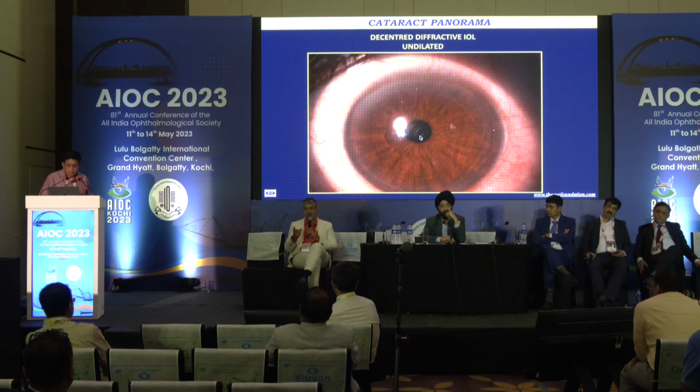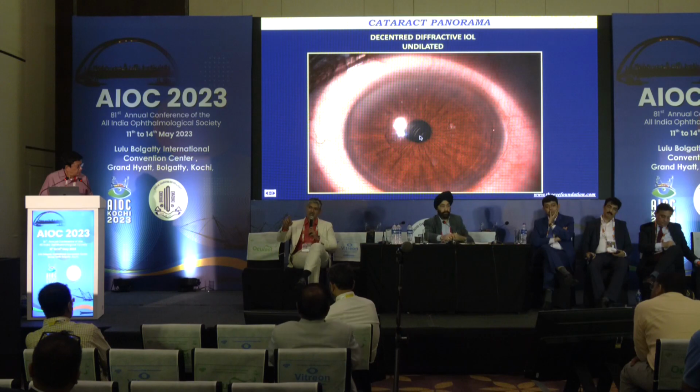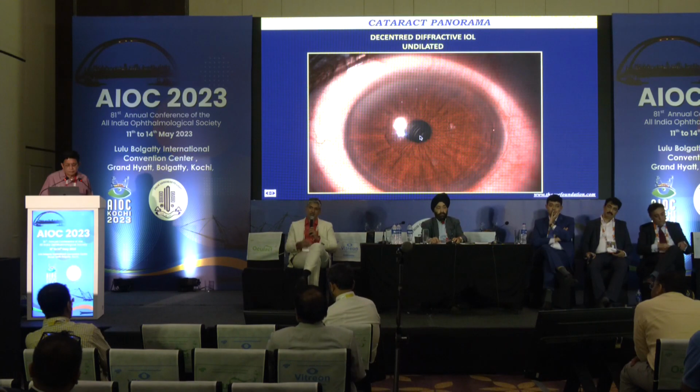So when you can't see the margin of the rexis, you just do the bounce test and see. And if you feel that the bounce test is abnormal, then you can retract the iris, just check whether it is in the bag, and if it's not in the bag, then you dilate it.